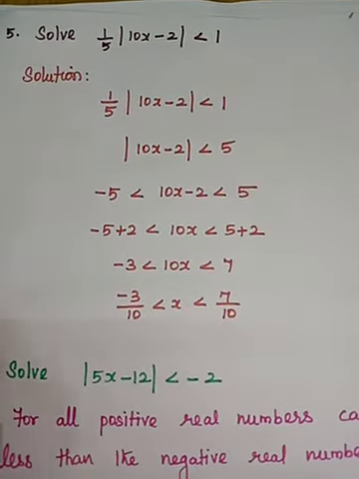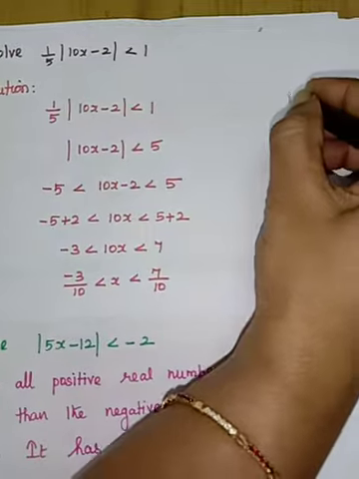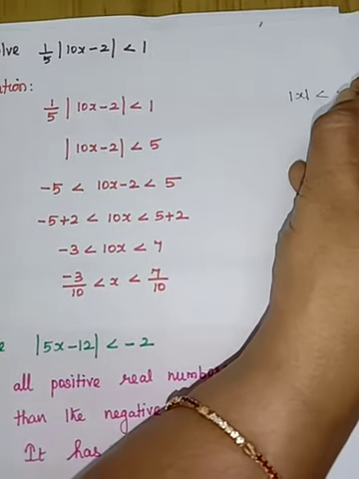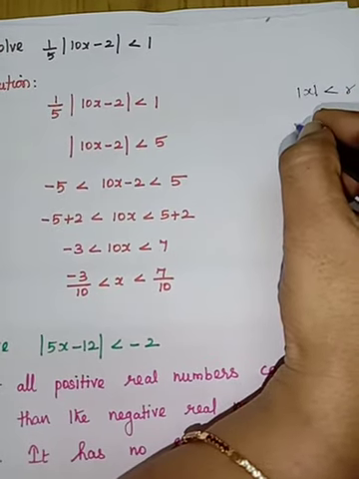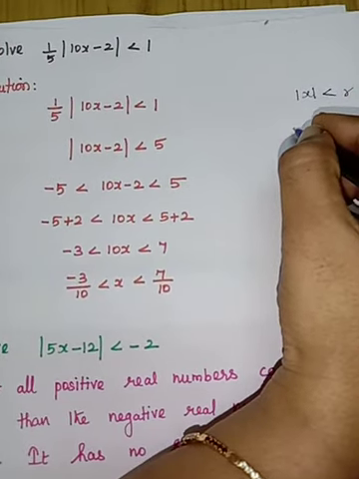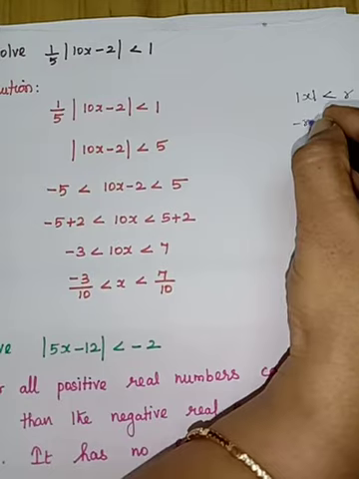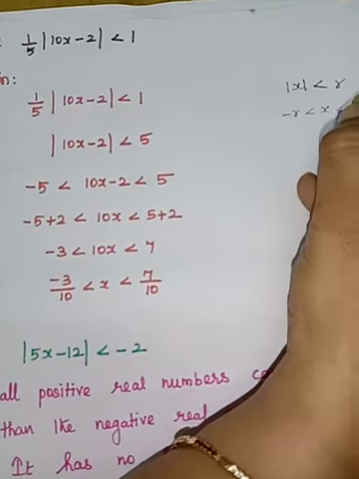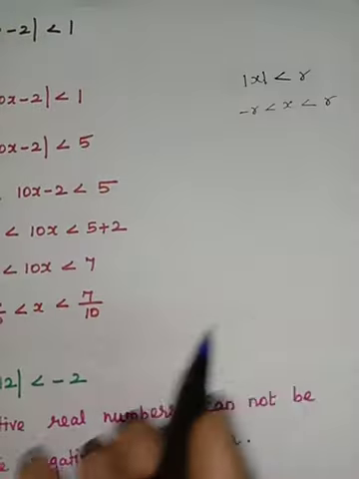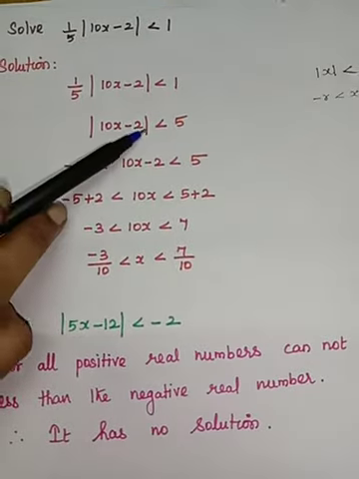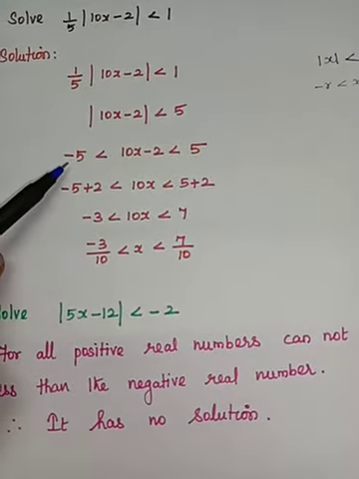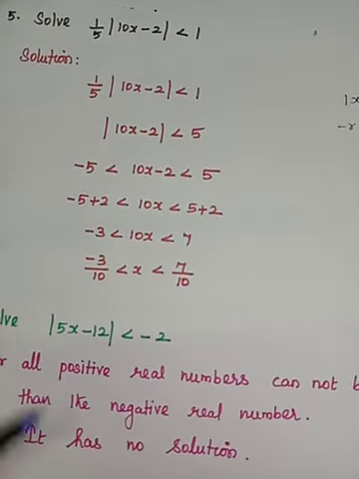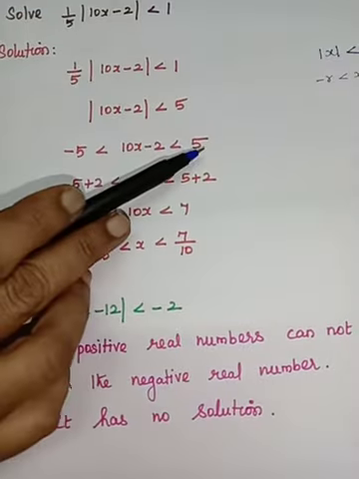What is the formula? Modulus of x is less than r if and only if x lies between minus r and plus r. So the solution is minus r less than x less than r. Here in the place of x we have 10x minus 2, and in the place of r is 5. So I have written minus 5 less than 10x minus 2 less than 5.